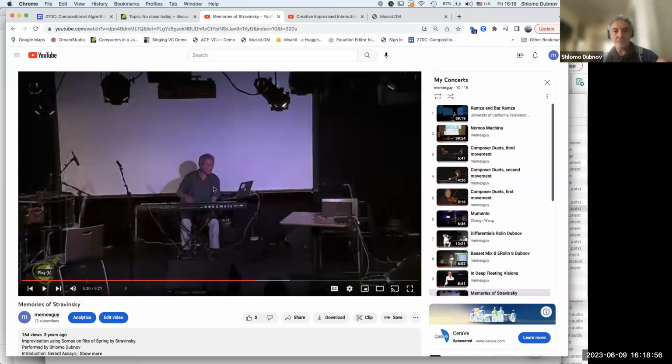So here the query comes from the musician. This is me playing on the keyboard, and the memory that the computer uses for improvisation is Stravinsky's Rite of Spring. Of course, I had learned and was familiar with at least specific segments of the piece. So by playing, I would basically improvise or remix that piece.